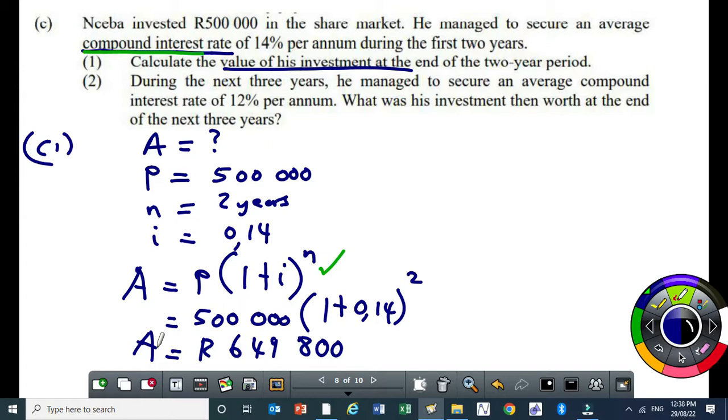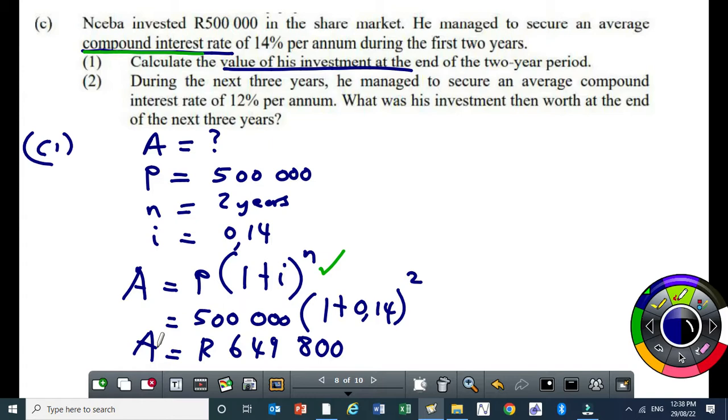Okay, so this person is going to get an interest of how much? What will be the total interest? 149,800. So that 149,800, he can take it out and maybe use it for other things and keep the 500,000, and then the money will continue to increase. After every 2 years, you get another 149,000 and so on.